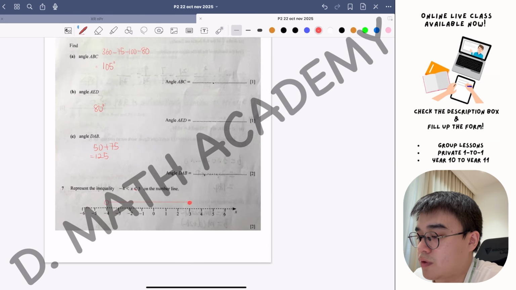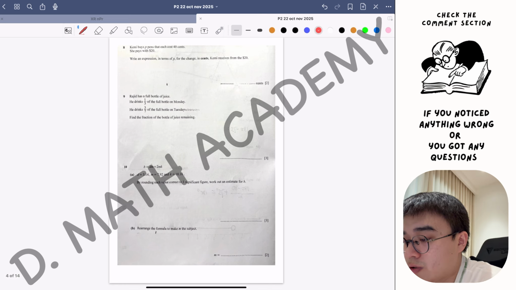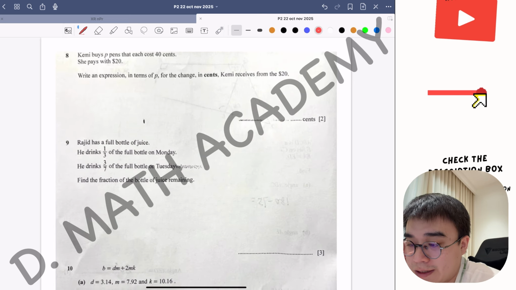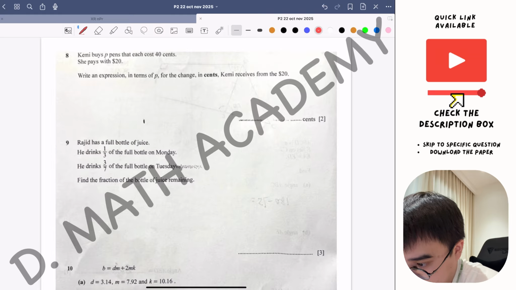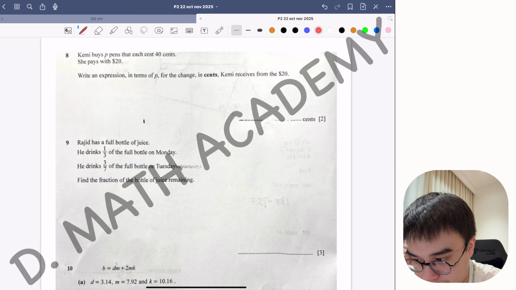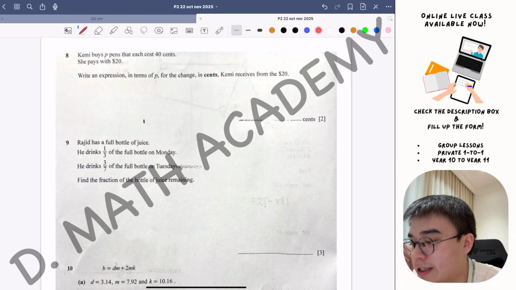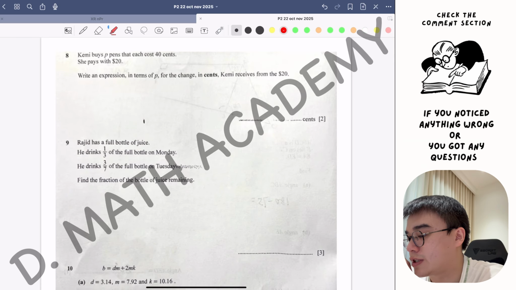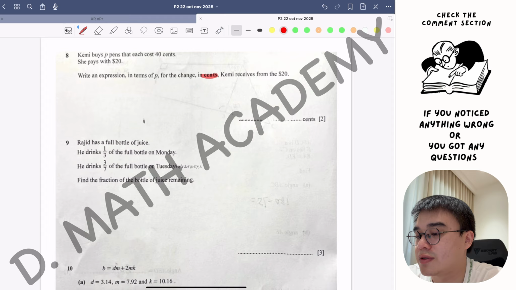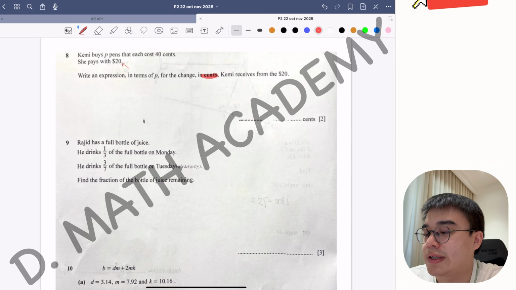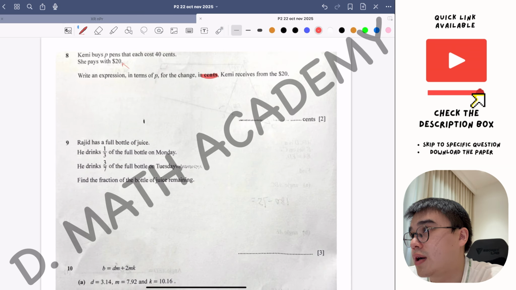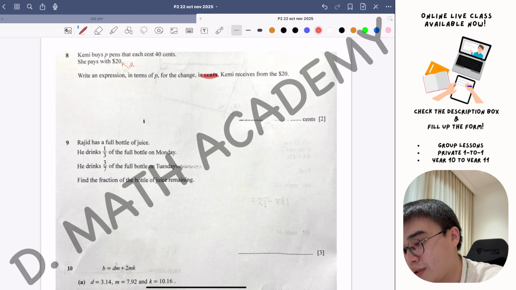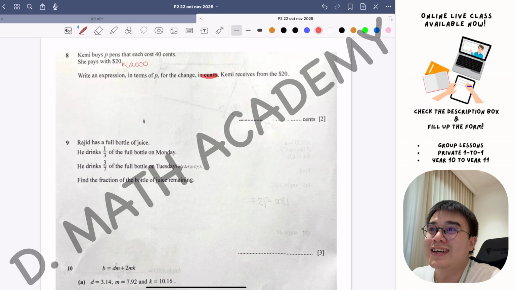So this is for question 7. Moving on to question 8. Kemi buys a pen that each costs 40 cents. She then paid with $20. Write an expression in cents. So they're very nice here, bolding up the term cent. Just as a reminder, this 20 that you have here needs to be multiplied by 100. So it should be 2000 cents actually.